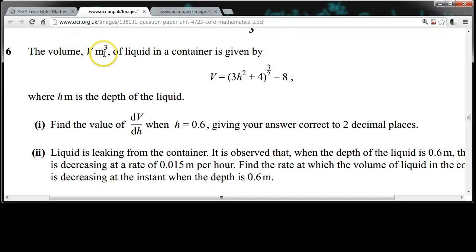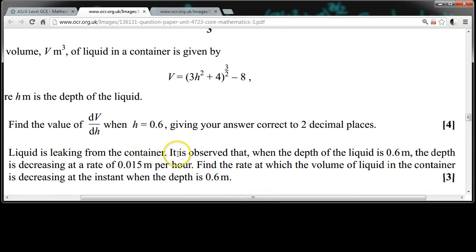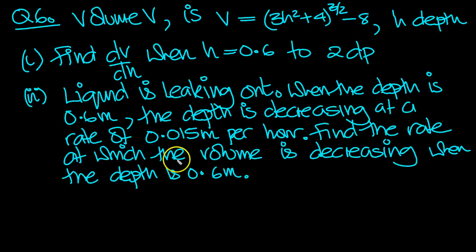The volume, V meters cubed, of liquid in a container is given by V equals this formula here, where h meters is the depth of the liquid. Find the value of dV/dh when h is 0.6, giving your answer correct to 2 decimal places. Liquid is leaking from the container. It is observed that when the depth of the liquid is 0.6 meters, the depth is decreasing at a rate of 0.015 meters per hour. Find the rate at which the volume of the liquid in the container is decreasing at the instant when the depth is 0.6 meters. So here's the question in summary form then.